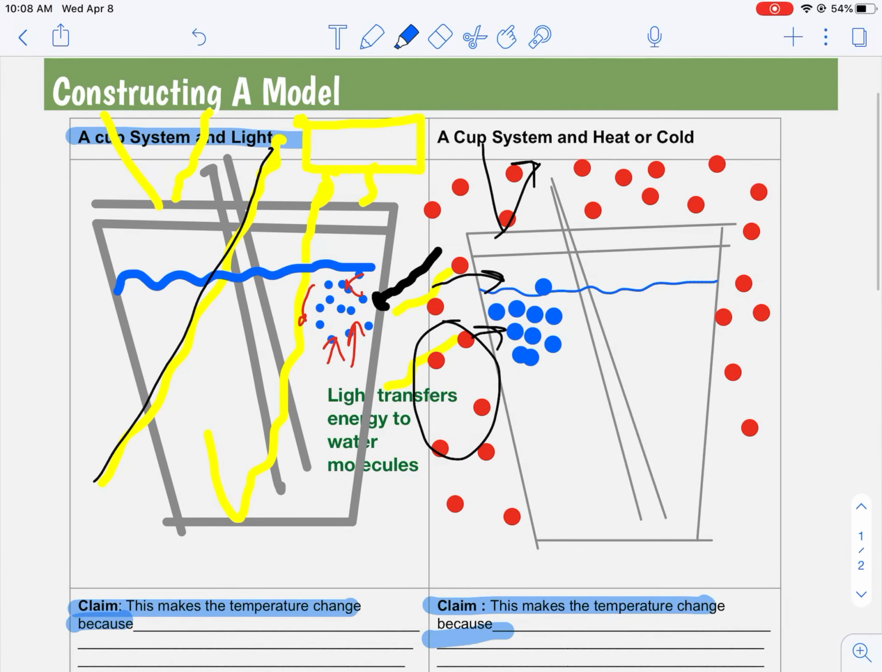So this model is going to help us prepare for the investigation we're going to be doing later this week. We are going to be doing another virtual investigation. We're going to be setting up a heat lamp and trying to see if light actually does affect the temperature of a whole bunch of different cup systems. We're going to have metal cups, we're going to have cups with lids, cups without lids, and we're going to collect a whole bunch of data, and we're going to try to figure out this problem. So this model is kind of a starting point.